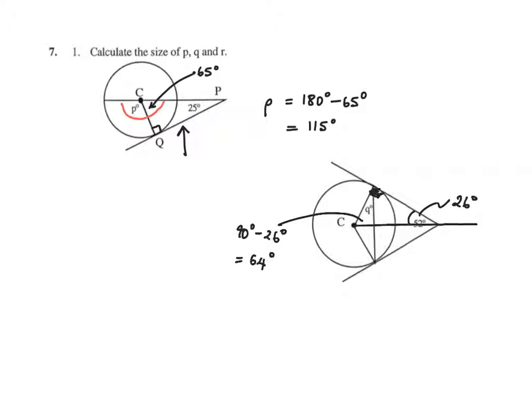Now, what we have here is another 90 degree angle. So to find Q, it's 90 take away 64, the angle that we've just created. That gives us 26 degrees.